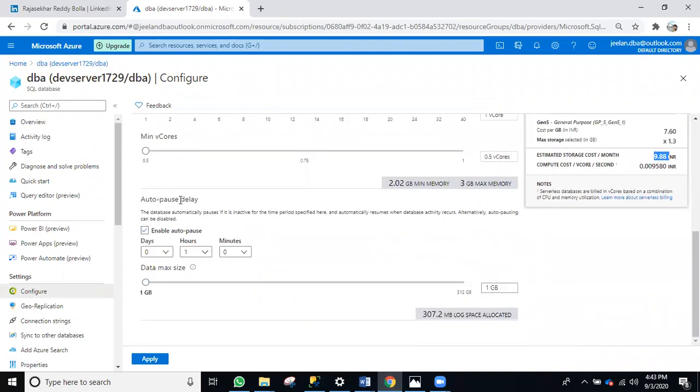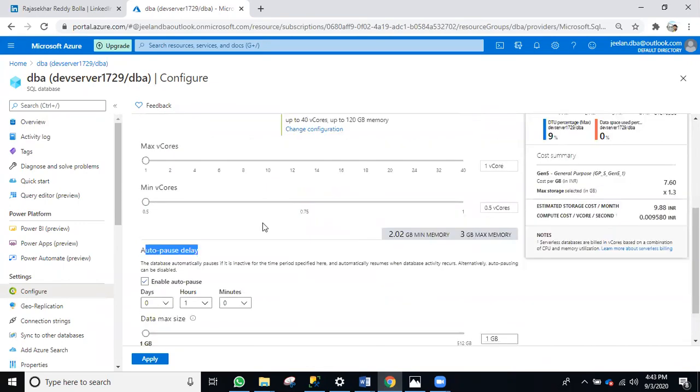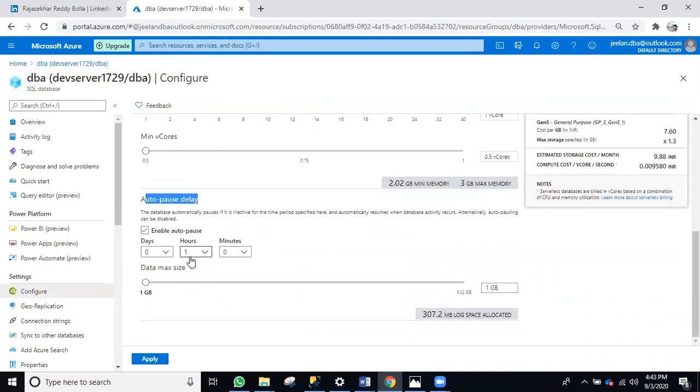Again, you have one option, auto pause delay. If you don't connect for 1 hour, the database will go to the paused state. If you want the database to stay active, you can configure that. The minimum is 1 hour. If you don't connect for 1 hour, the database will pause, and if the database is paused, there is no compute charge for us.